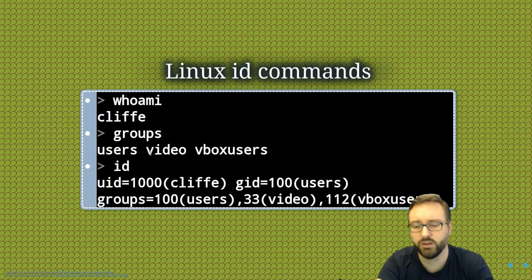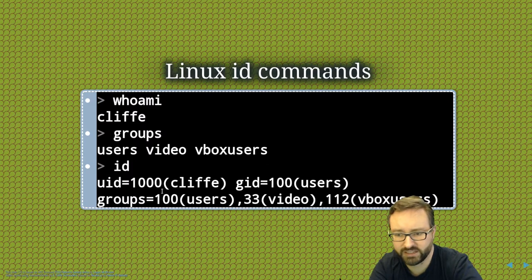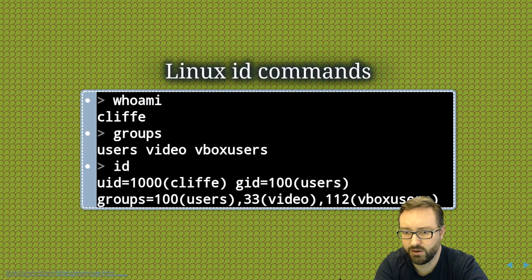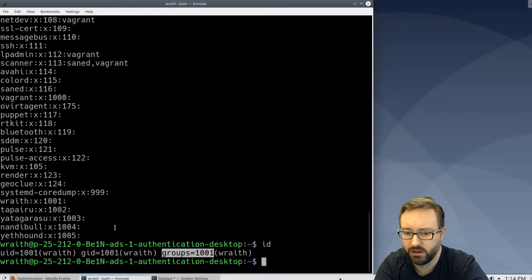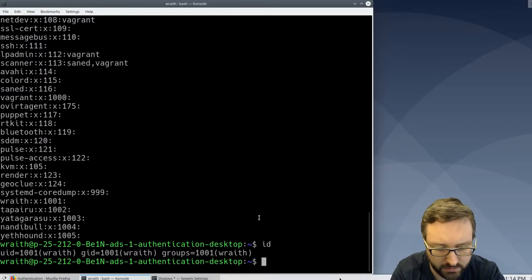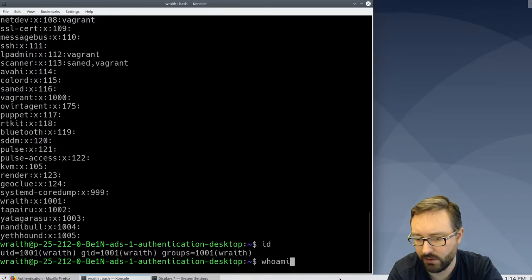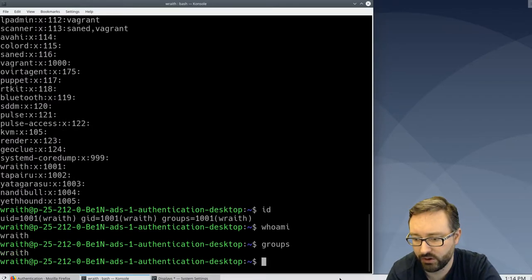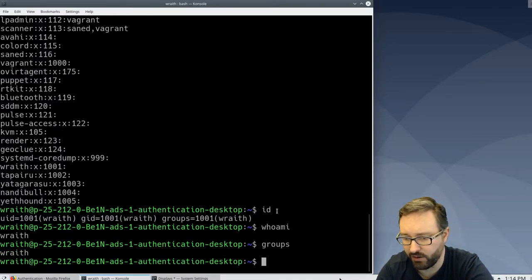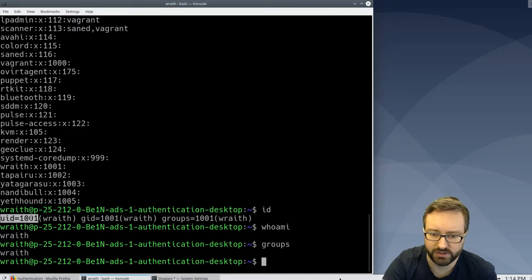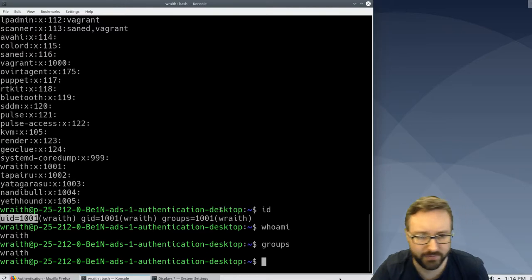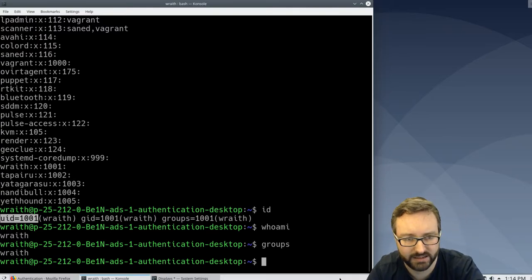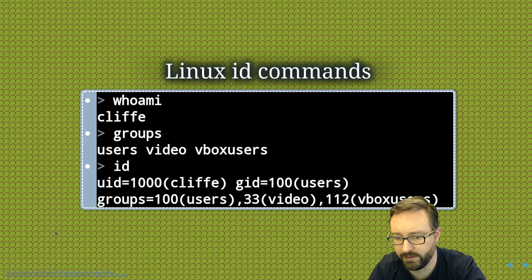So looking at this information, there's the whoami and the groups command. whoami just gives me my username. groups gives me a list of groups that I'm a member of, and this id command gives me all that information with some more detail. And there's various flags that you can use to get different levels of detail out of that, but you get the idea.